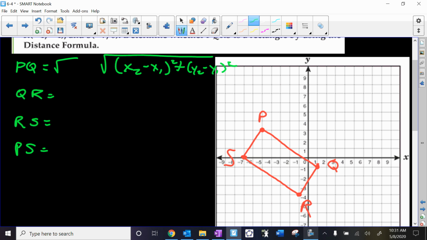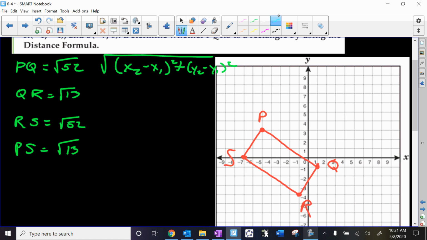PQ is square root of 52. QR is going to be the square root of 13. RS would be the square root of 52. And PS is going to be the square root of 13.